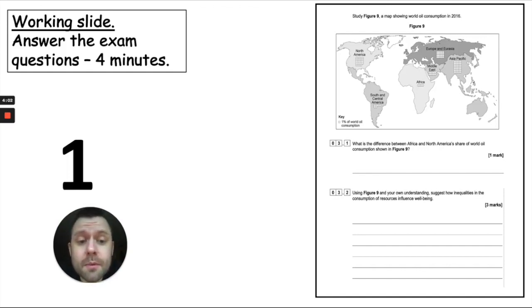The only other tip I'm going to give you, it says using figure 9. Start that answer in figure 9 and direct your thinking to that map before you start suggesting your own ideas. Okay, there's 4 marks there. The first one you hopefully do in about 40 seconds, so you'll have a little bit longer on the second one. You've got 4 minutes, so please pause the video now for 4 minutes.